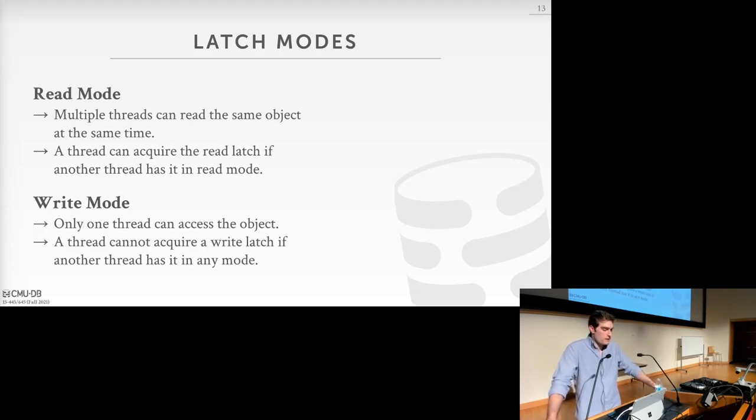in read mode. On the other hand, in write mode, only one thread can have the write latch at a time. So only one thread can be accessing the object in write mode, and other threads who want to acquire a write latch or a read latch have to block. So they can't acquire a latch if another thread has it in write mode. It's like an exclusive latch.